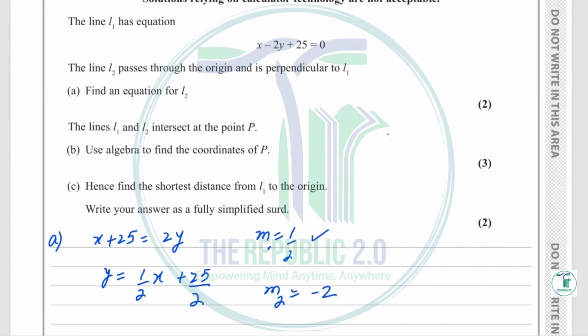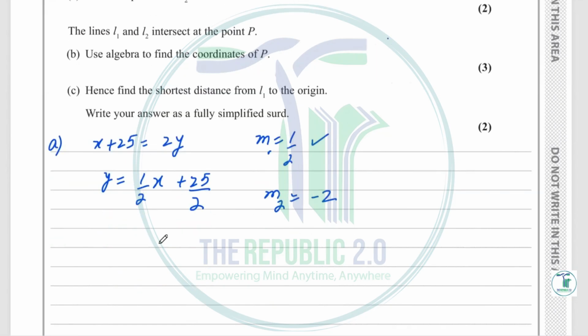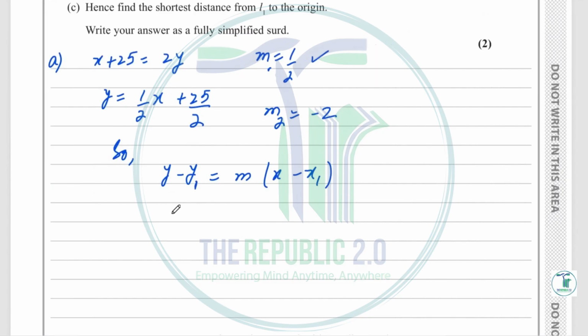So you've got the slope, and now you can easily get the equation by using this form: y minus y1 is equal to m times x minus x1. Since it is passing through the origin, y take away 0 is equal to negative 2 times x minus 0.